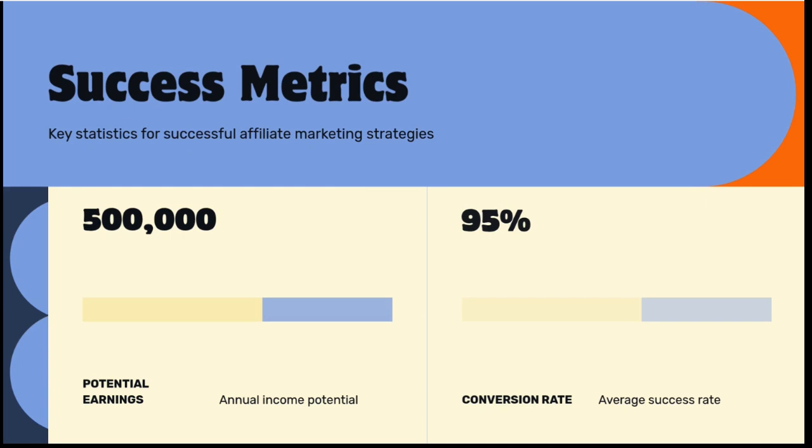The key success metrics are the key statistics for a successful affiliate marketing strategy. You can have, for instance, the annual income potential that you're aiming for, and also the conversion rate. So it is very important to understand which average success rate you have, and to be able to evaluate the annual income potential.